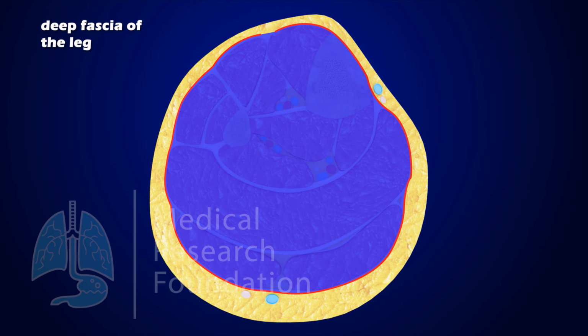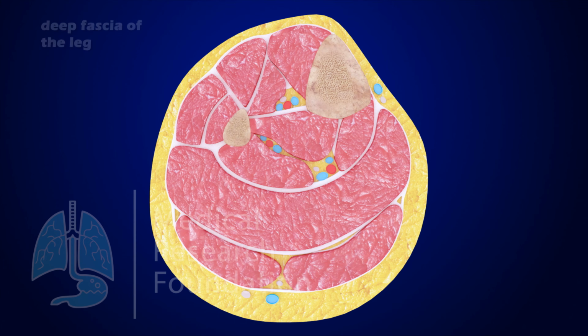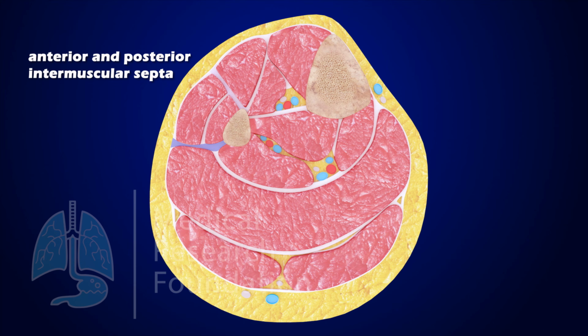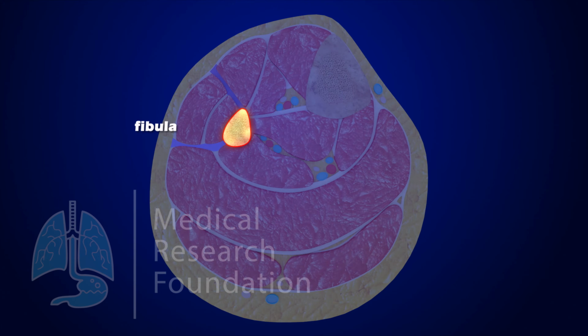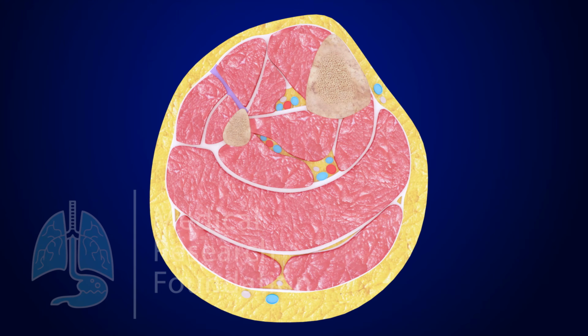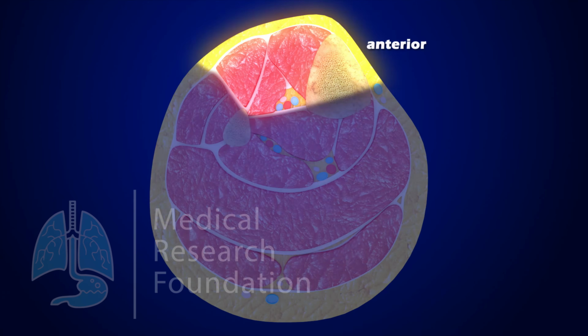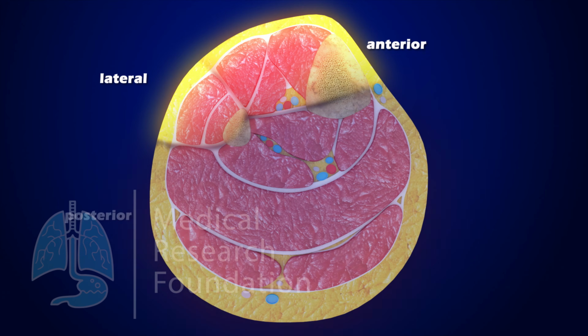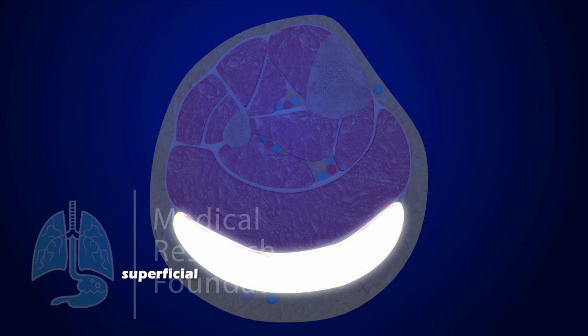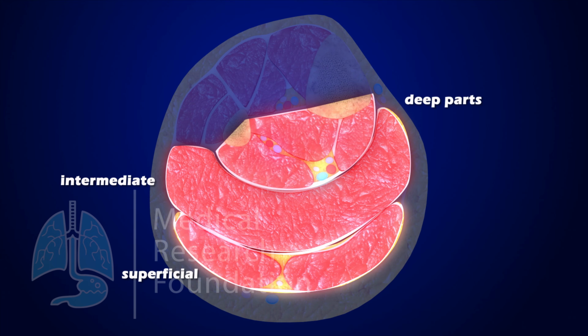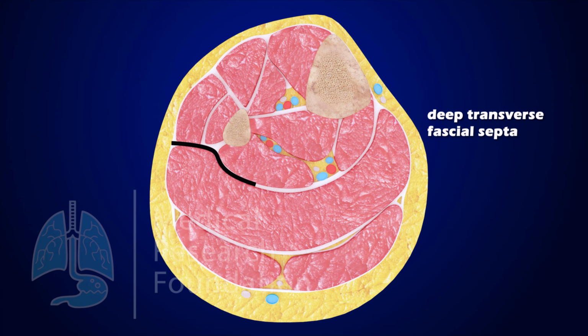Deep fascia of the leg. The anterior and posterior intermuscular septa are attached to the anterior and posterior borders of the fibula. They divide the leg into 3 compartments: anterior, lateral, and posterior. The posterior compartment is subdivided into superficial, intermediate, and deep parts by superficial and deep transverse fascial septa.